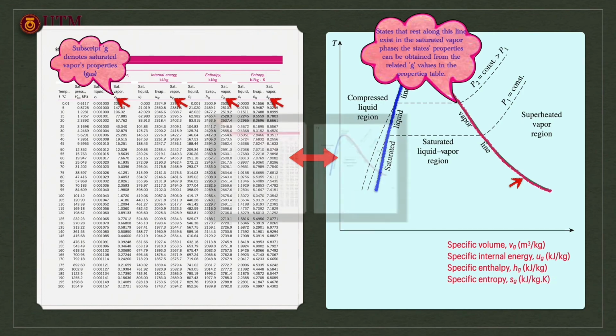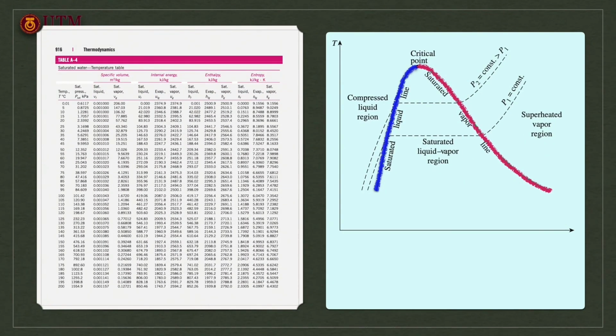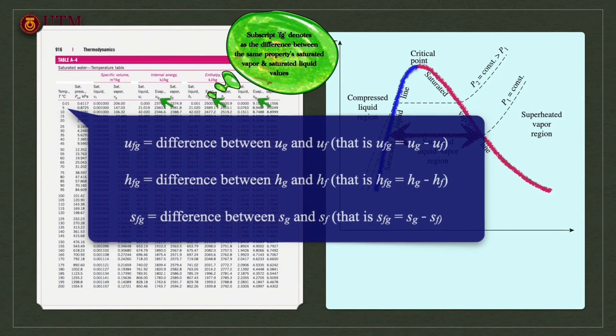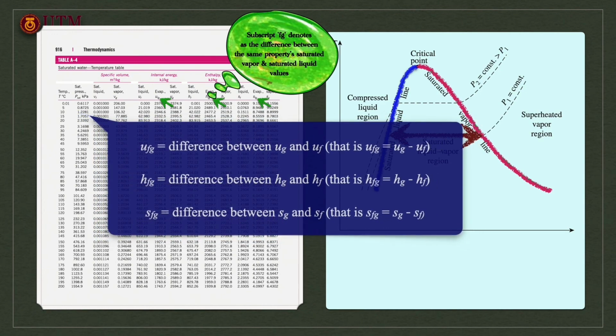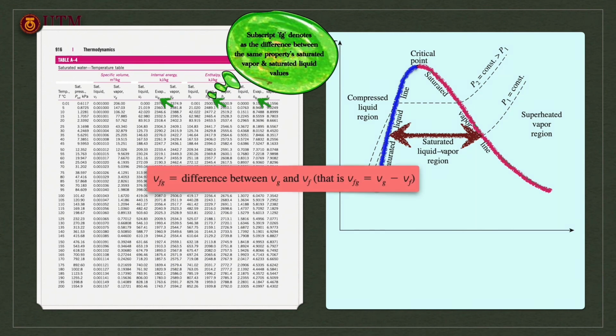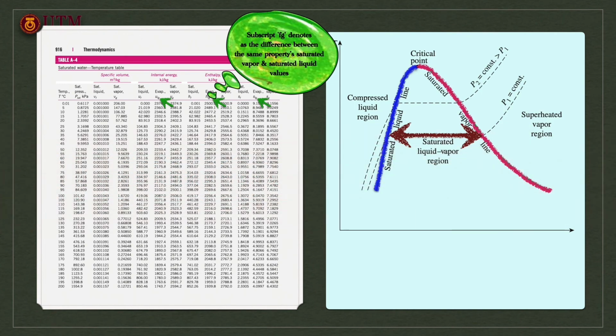Another subscript commonly used is fg, which denotes the difference between the saturated vapor and saturated liquid values of the same property. It can be shortened through the following equations. For the specific volume, the difference can be determined by subtracting the saturated liquid value from the saturated vapor value at a given state.